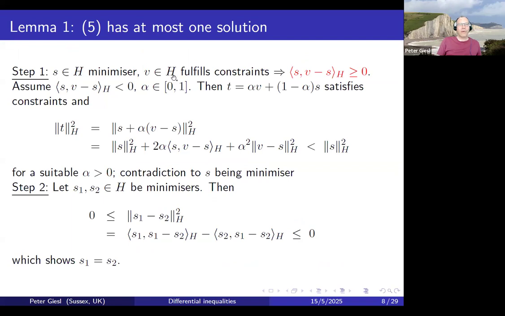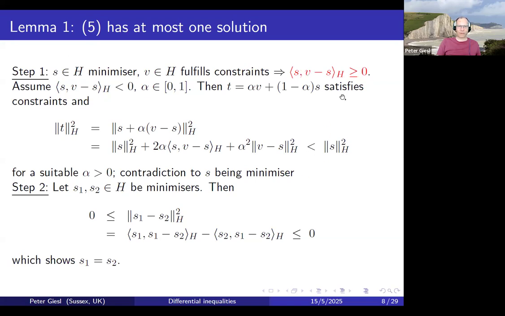How do we do that? Well, we assume it's not satisfied, so then the inner product of S and V minus S is negative. We take an alpha between 0 and 1, and we look at the convex combination of V and S. That automatically satisfies the constraints because it's a convex combination. And then we look at the norm of this and calculate it. If this here is negative, then for a positive alpha, this will be strictly smaller than S, but that's a contradiction to S being the minimizer.